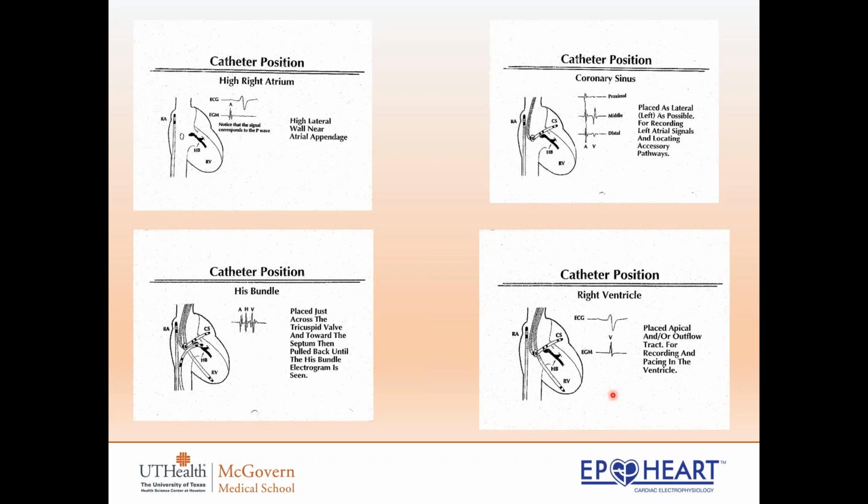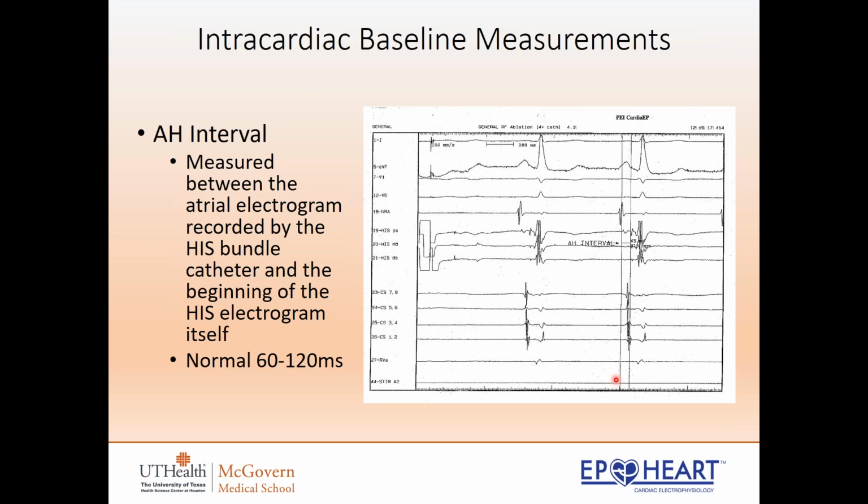And then the last catheter we put in is a ventricular catheter. We just put it down in the RV apex, and it gives a ventricular intracardiogram, and it lines up with your QRS. So those are our main catheters that we're putting in the heart. We want to see the exact signal, the exact conduction that's going on at the point where that catheter is located. So this is kind of what it looks like in the lab.